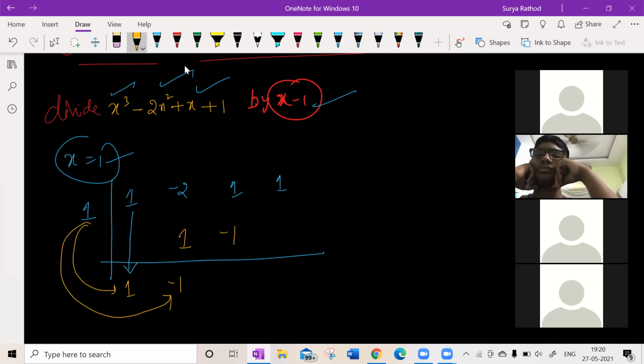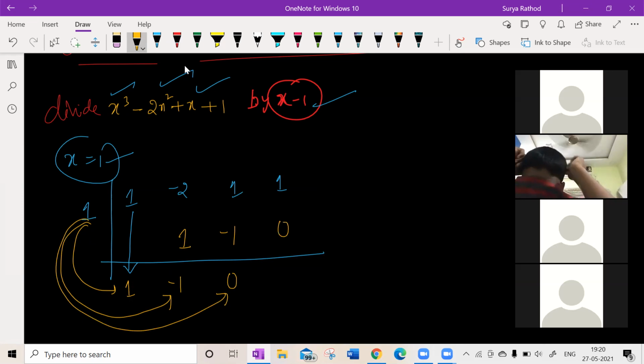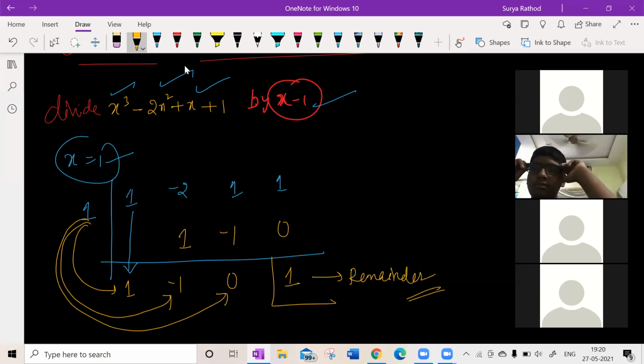1 minus 1, how much? 0. Right? So 1 into 0, how much? 0. So 1 plus 0, how much? 1. So this is my remainder now. 1 is my remainder. Getting my point?